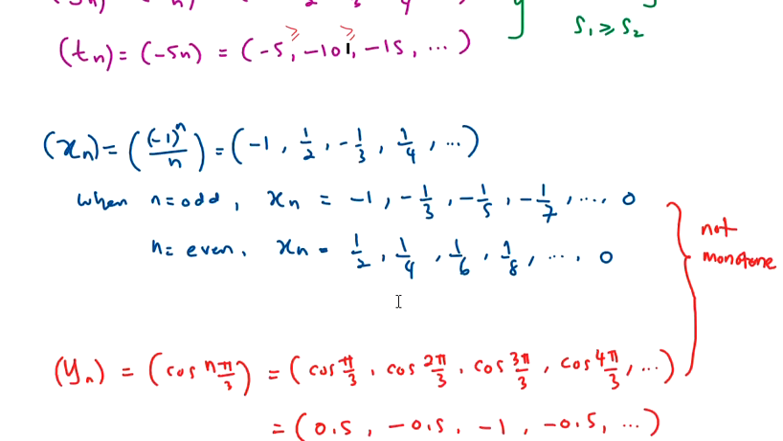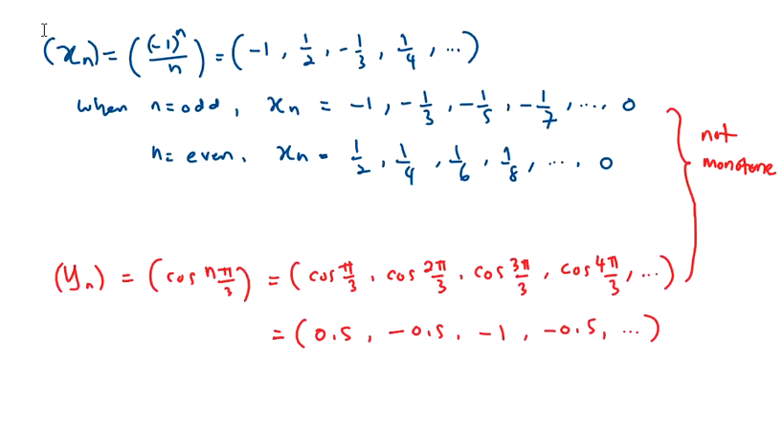Alright. So now we look at the sequence S sub n given by minus 1 power n over n. If we expand, we get minus 1, 1 over 2, minus 1 over 3, 1 over 4. So when n is odd, the term is negative. When n is even, the sequence is positive. So they're not monotone.